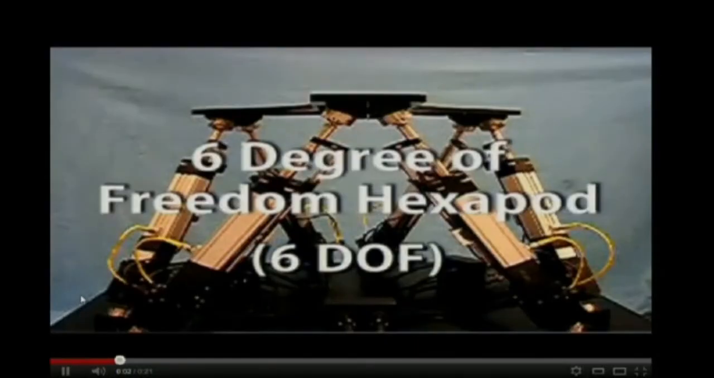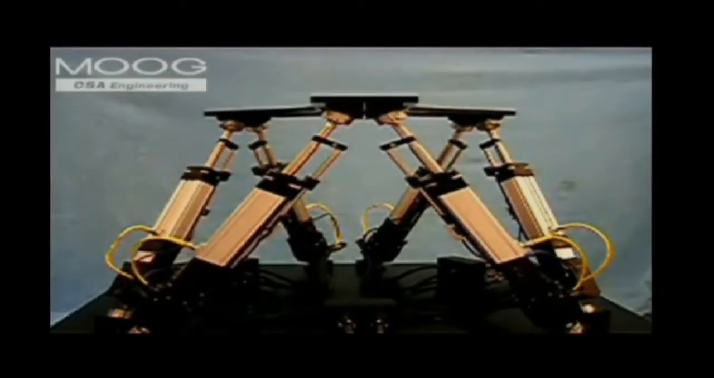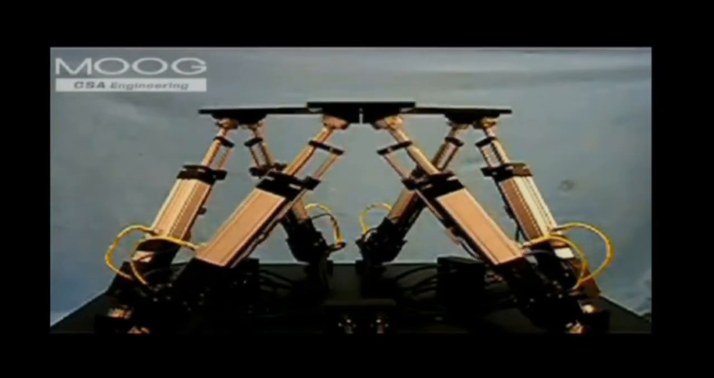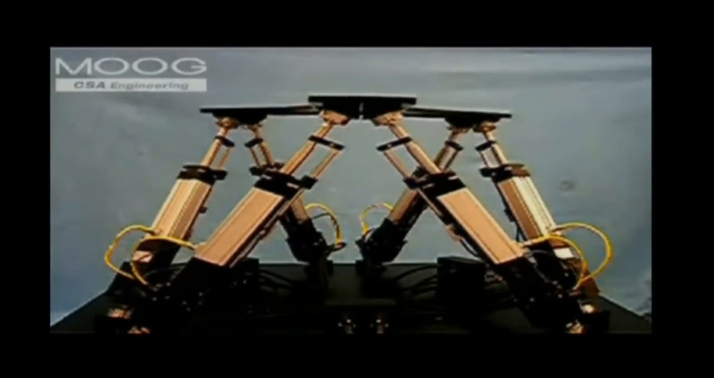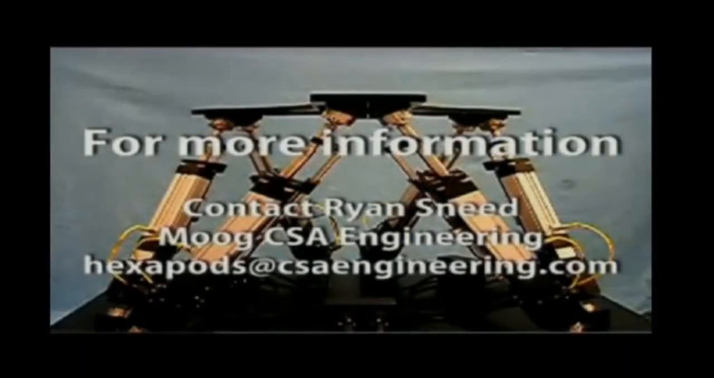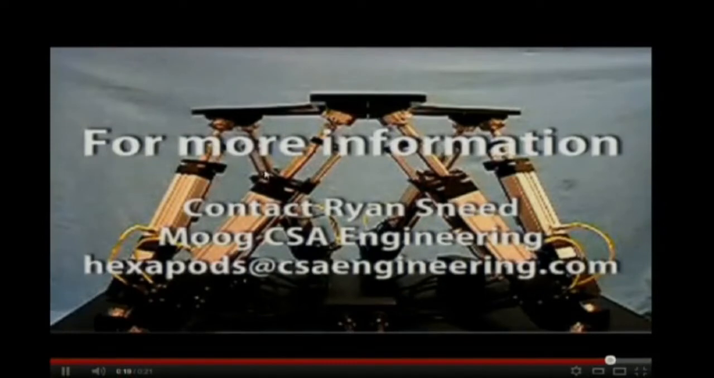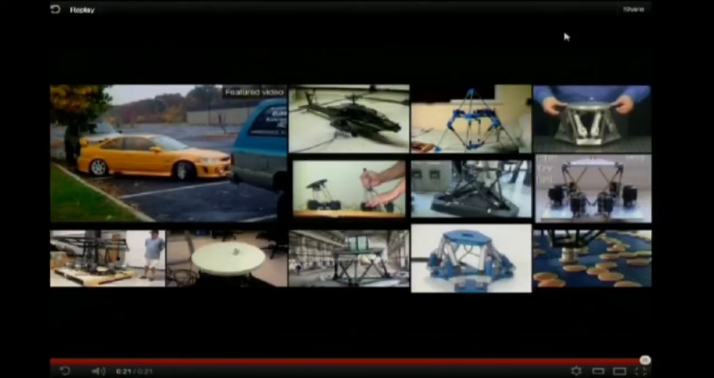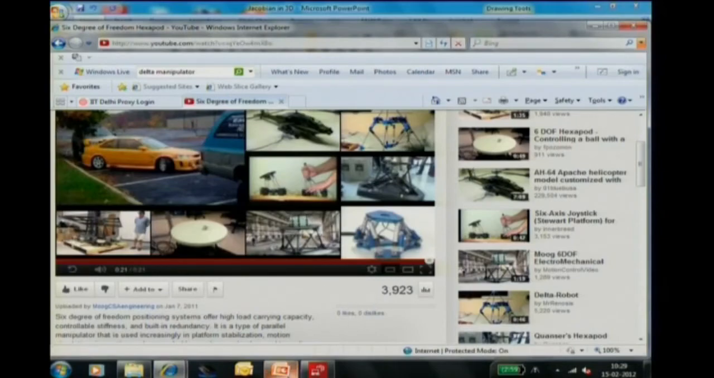This is an advertisement by a company called Moog. So this has translating things at the base. These are translating axes, and then the top moves with 6 degrees of freedom. Then let's look at another one.